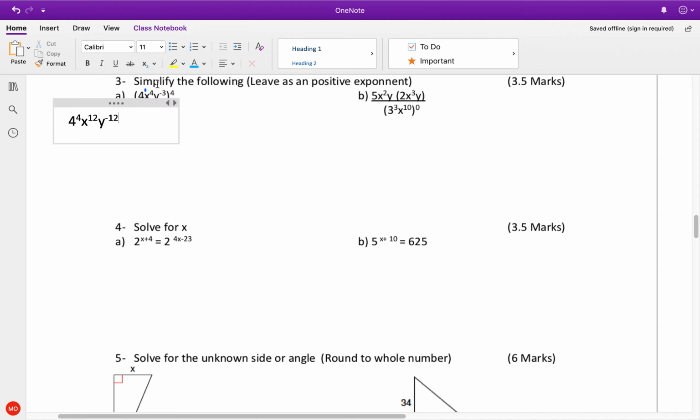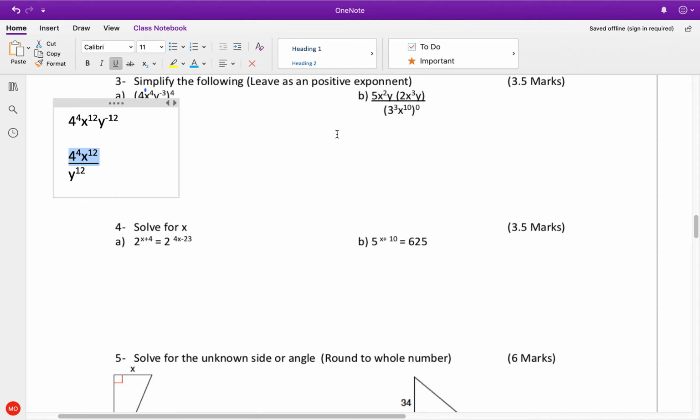But we need it as a positive exponent. So all we have to do is take that to the bottom to make it positive. So there is our answer. This is positive, so it's going to stay up top. We take the negative to the bottom.